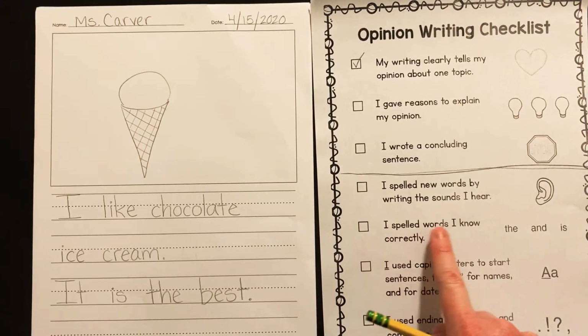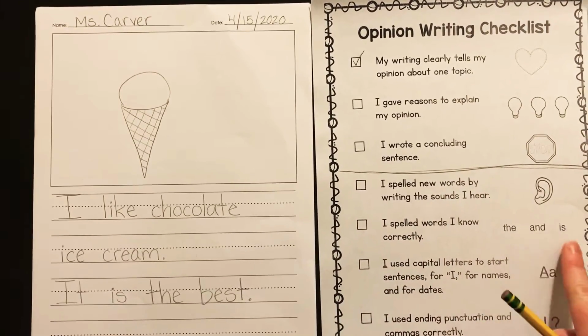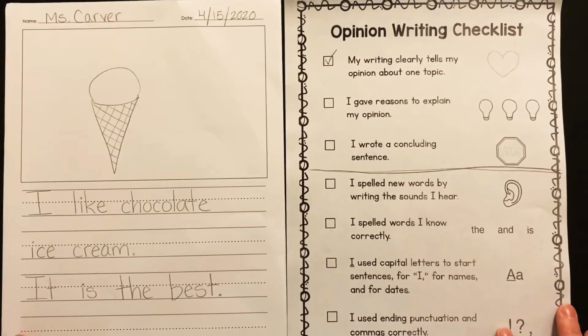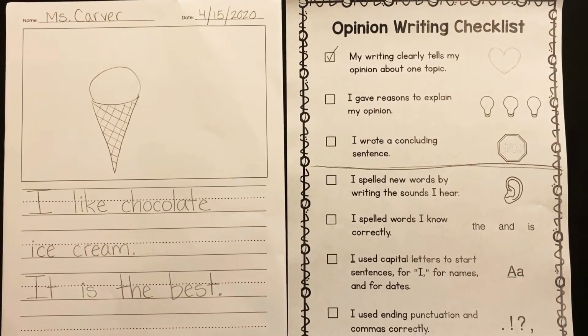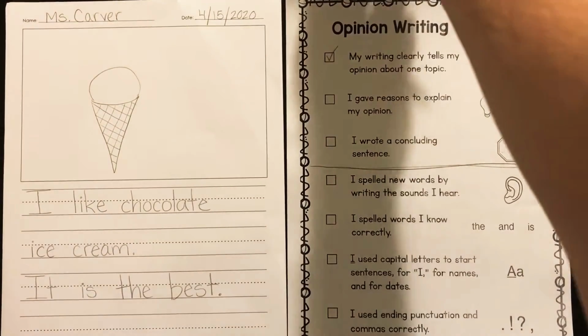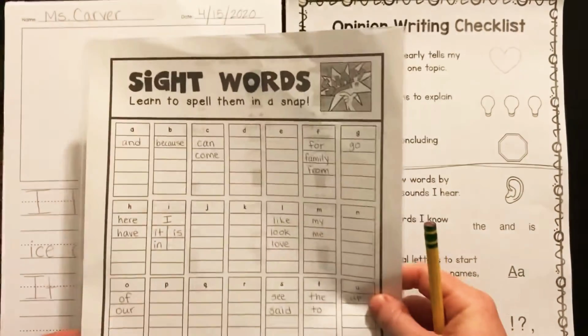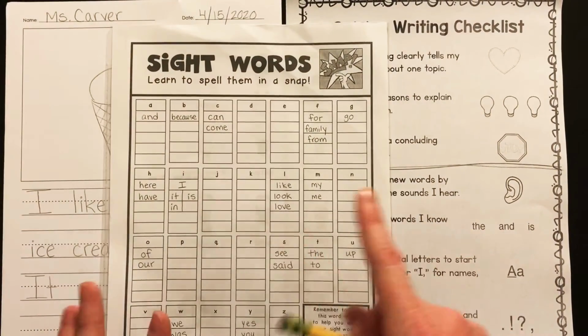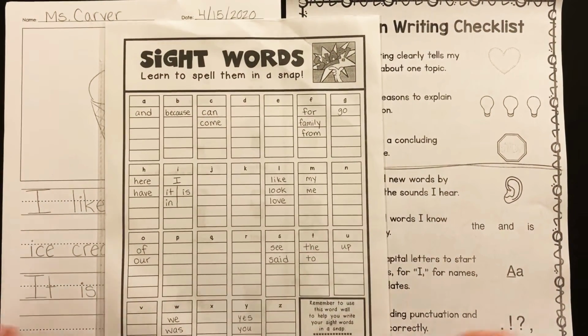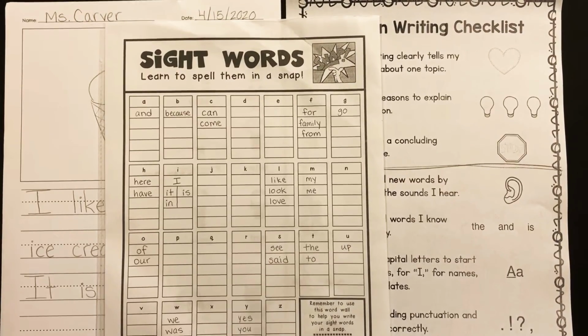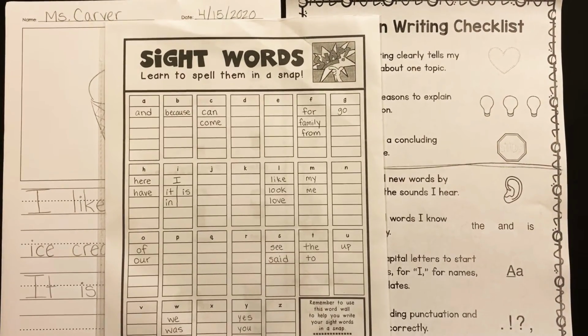The next one is I spelled words I know correctly. So these are usually sight words that you've memorized already. And if you know them, you should always go back to those. Now, the other thing you can do is you all took home your sight word chart. And I'll send you another copy of this, and you guys can print it out if you don't have one. Or you can make one of your own at home the way you want to do it.